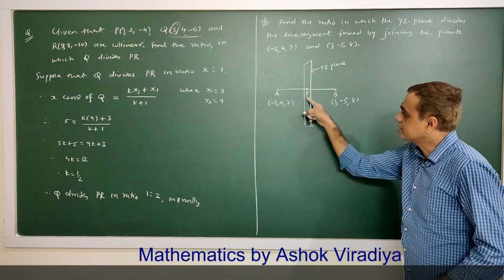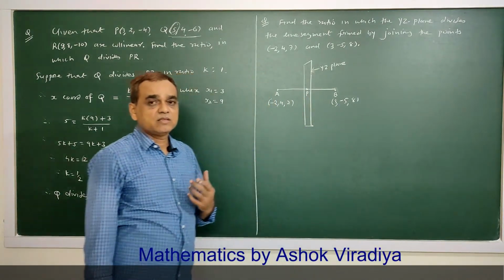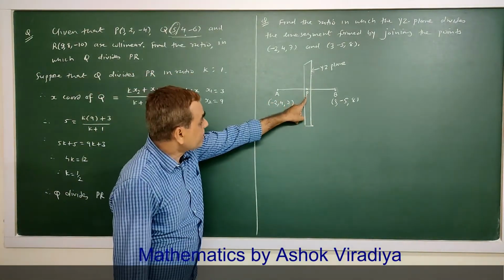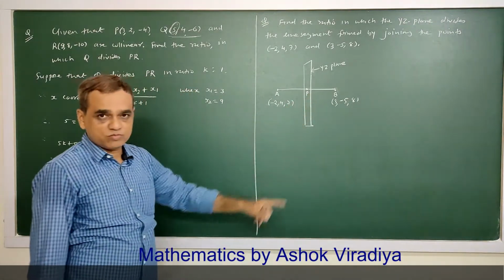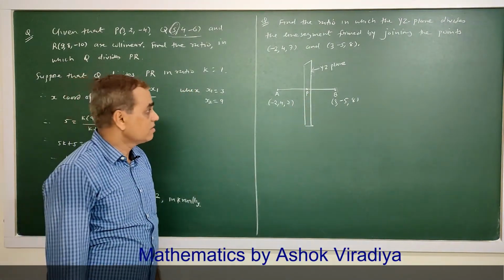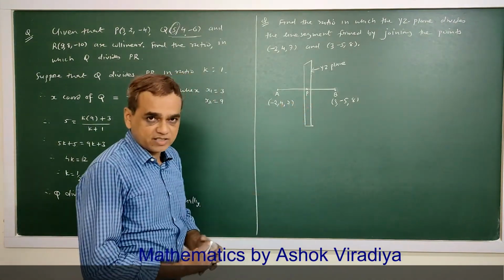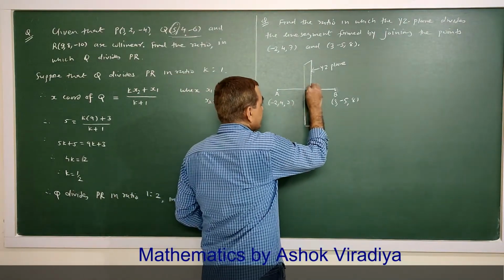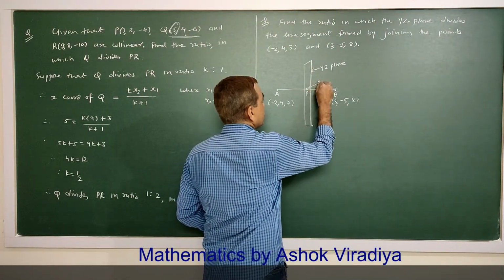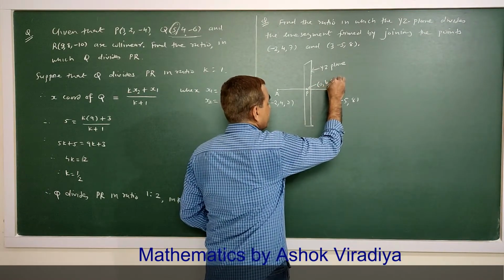So P lies on YZ plane. Because P is a point on YZ plane, its x coordinate will be 0. So we shall use x coordinate of this dividing point. Here this point will have x coordinate 0, y coordinate suppose B, z coordinate is C.